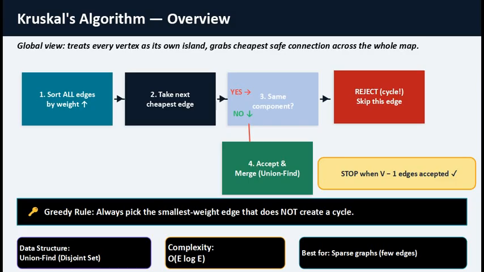In practice, you sort all edges by weight in ascending order, then process them one by one, accepting an edge if it connects two different components and rejecting it if both endpoints are already linked. You stop as soon as you've accepted exactly v minus 1 edges. The key data structure that makes this efficient is union find, which lets us check and merge components in nearly constant time.